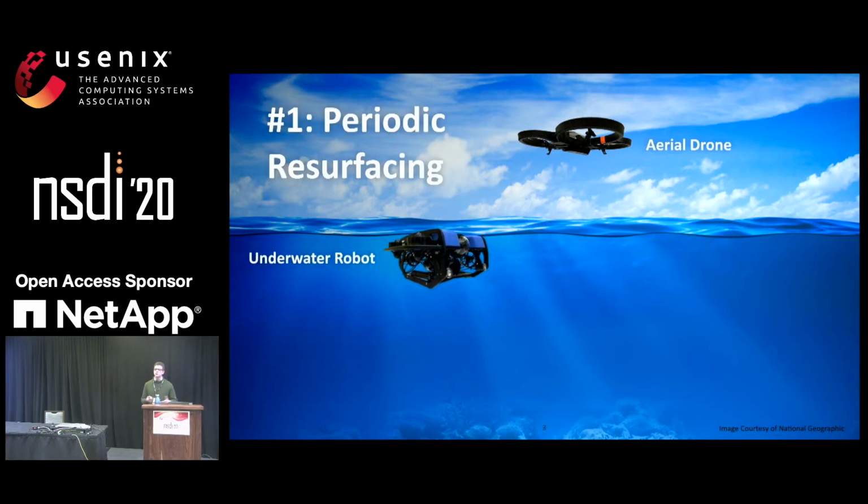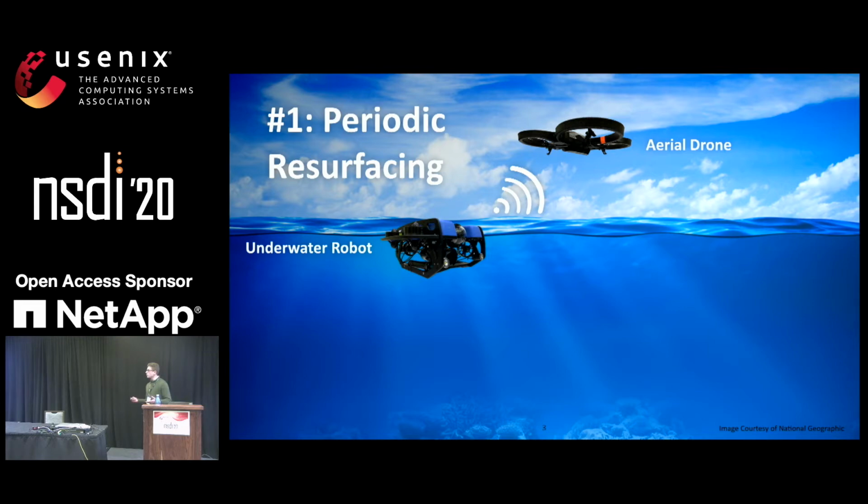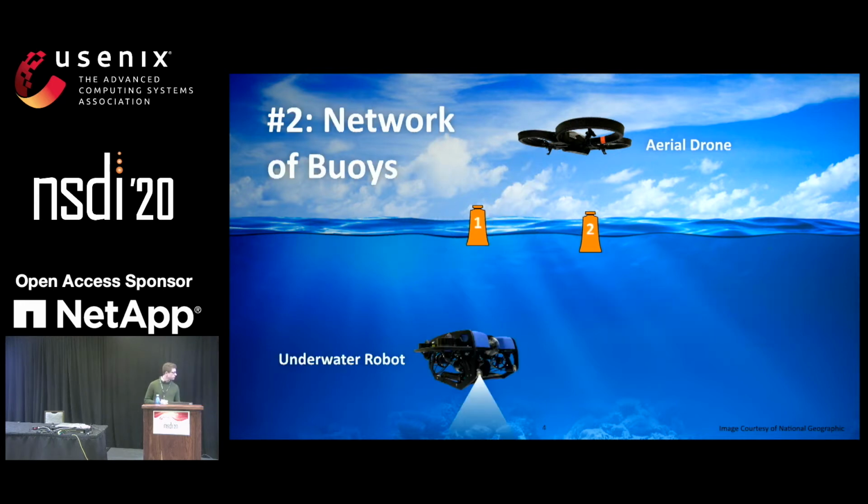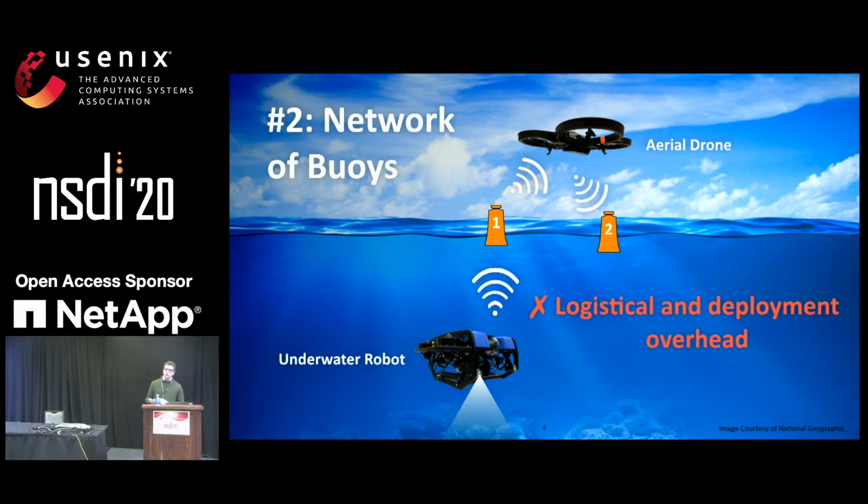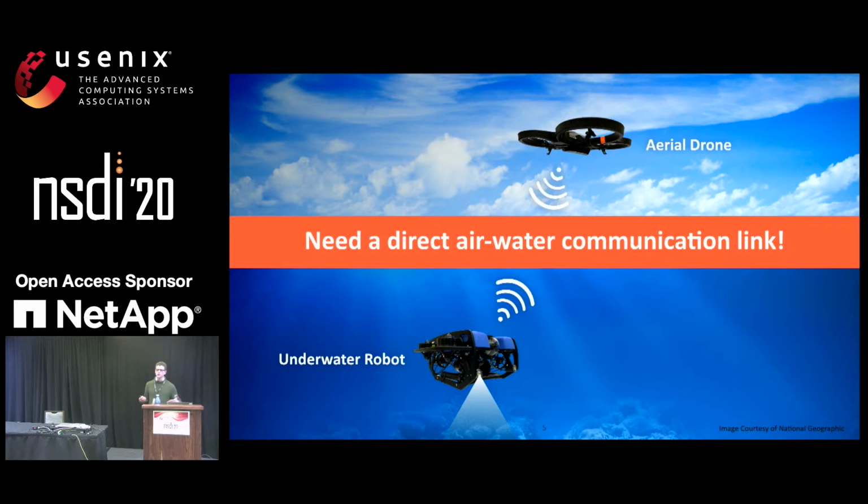And how can we do that? Well, currently, we can have our underwater robot periodically resurface purely to communicate data, but this is inefficient as we have to interrupt our current task just to communicate. Second, we could deploy a network of relay buoys. So in the air, these might be communicating using RF and acoustic waves underwater. However, there's a logistical and deployment overhead associated with this as well. So there's a need here for some direct method to communicate between the air and the water that is efficient and free of these different types of overheads and has a few other benefits.